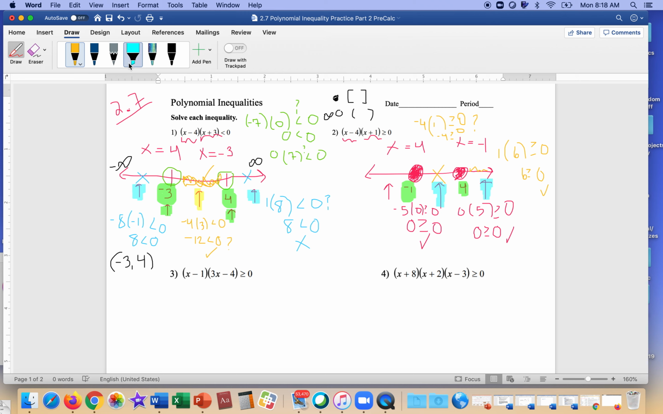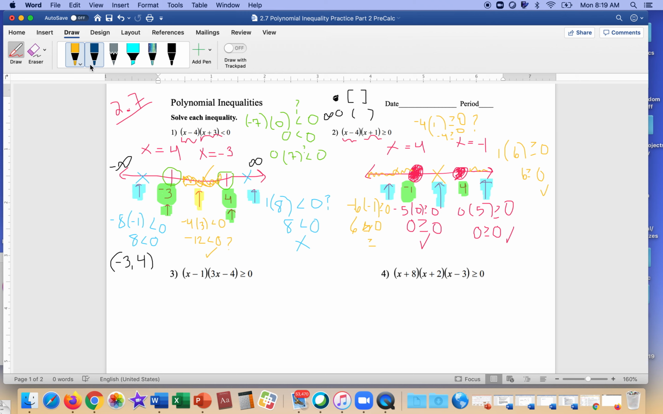Similarly, down here on the far left, if we plug in a number less than -1, I'll plug in -2. Let's see what happens. -2 minus 4 is -6. And -2 plus 1 is -1. So is -6 times -1 or 6 less than or equal to 0? Oh wait, I meant to say, is it greater or equal to? Is 6 greater or equal to 0? Yes. So we're going to shade that region.